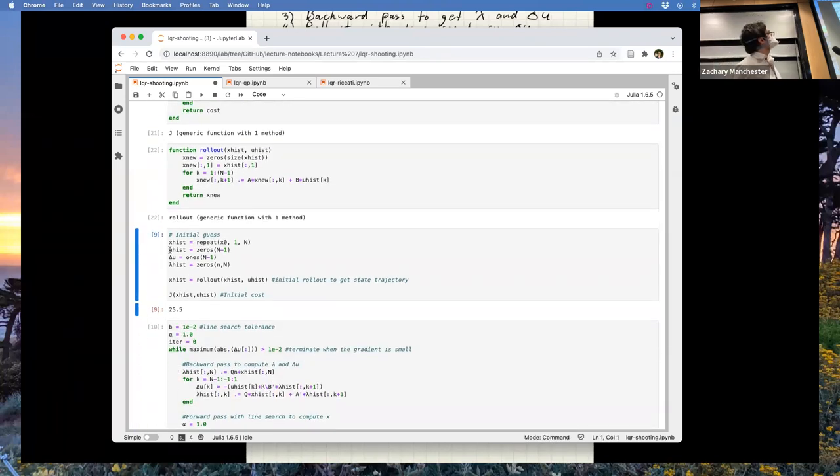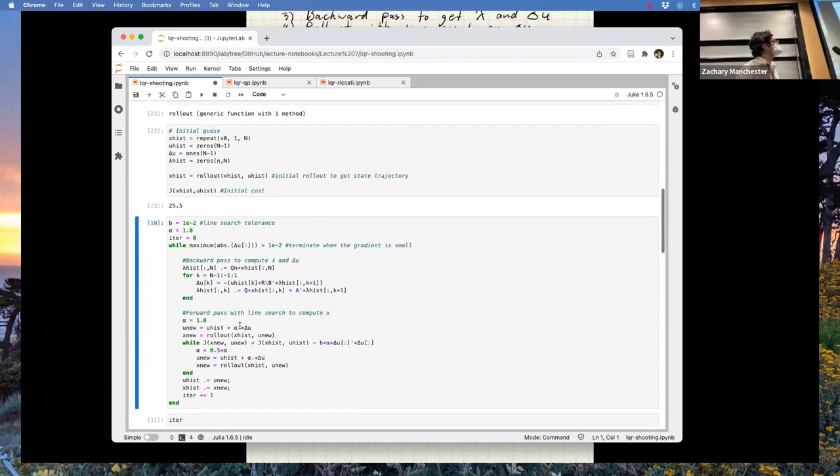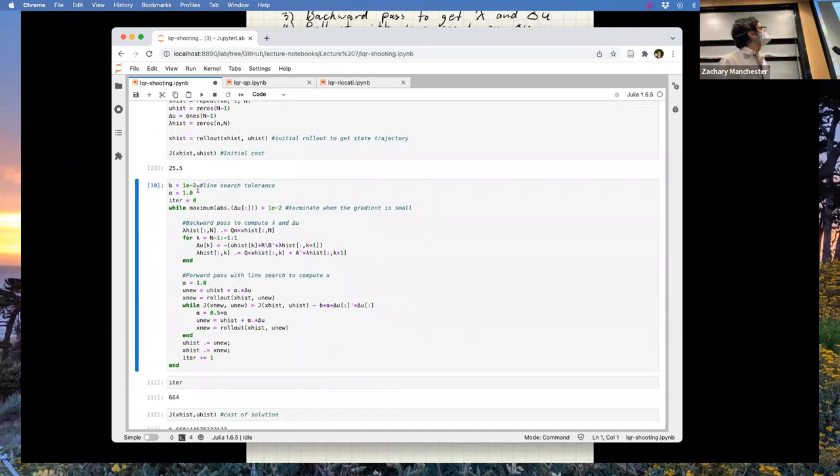Here's my initial guess. I'm just going to assume it's at rest, x naught forever, with zeros for the controls. Nothing interesting. We'll go ahead and run this. This is just sitting still, not doing anything, and we get some initial cost. Here's the meat of the algorithm, so let's see what's in here.